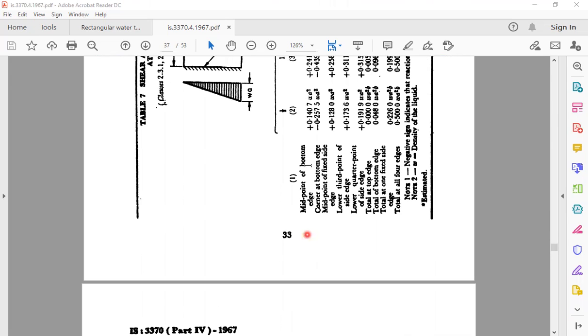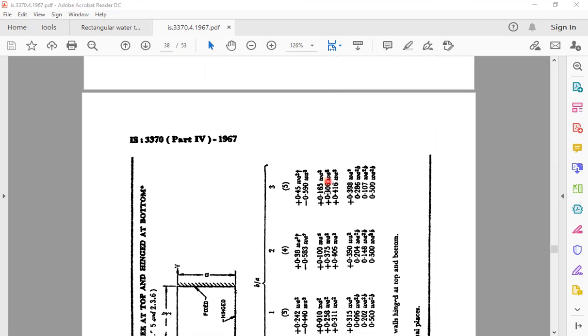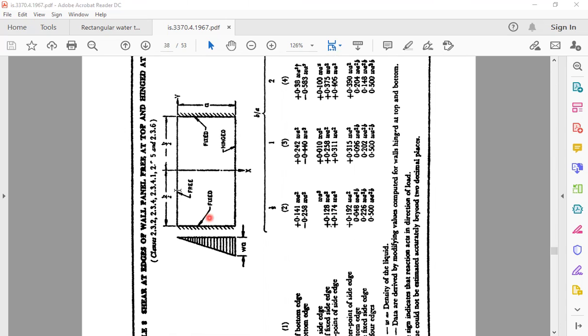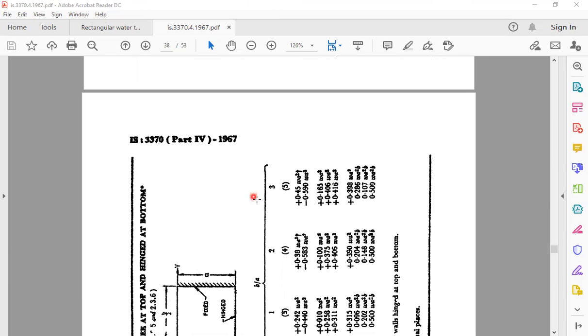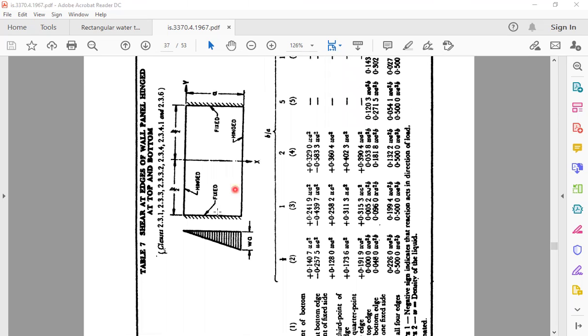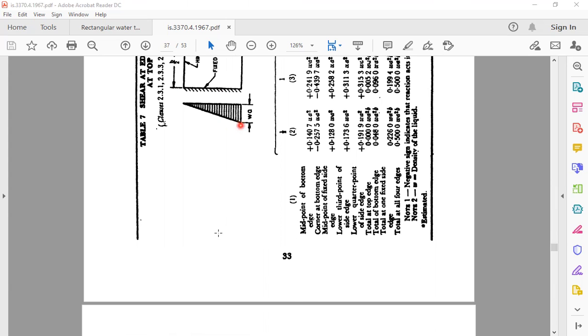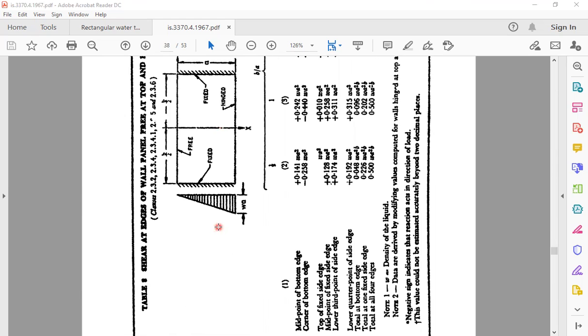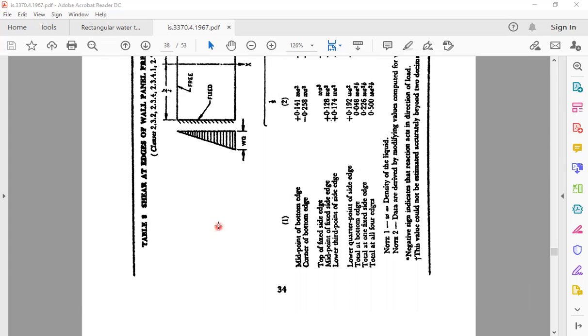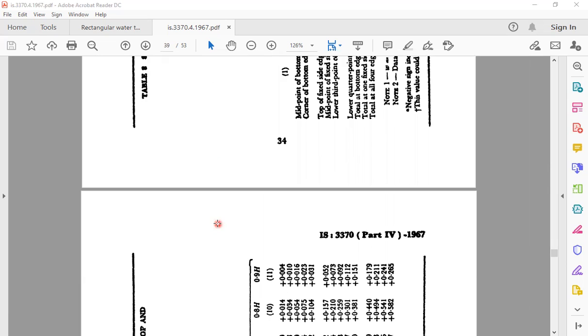And what is the condition? Midpoint of the bottom edge, corner at the bottom edge, midpoint of fixed side edge. So these are the different conditions, and with respect to that we will obtain the values. So this is the second case: top is free, sides fixed, and bottom hinged. The first case is top hinged and bottom hinged. Sides are fixed. There is no difference with the edges. They are fixed. But here top is hinged and bottom also hinged. In the second case, top is free and bottom is hinged. So that is the second condition. Tables number 7 and 8 are with the shear coefficients.